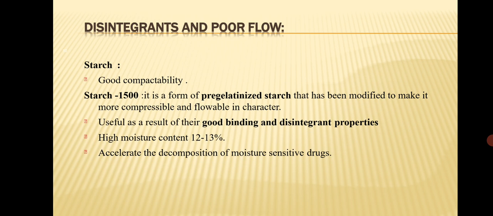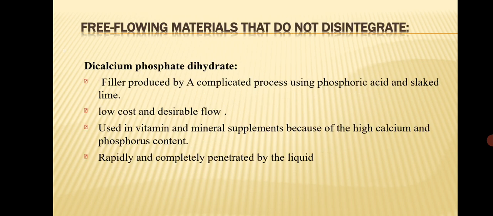Disintegrant and poor flow. Second, starch. Good compatibility. Starch 1500 is a form of pre-gelatinized starch that has been modified to make it more compressible and flowable in character. It is useful because of good binding and disintegrant property. It has a high moisture content of 12 to 13%, as it accelerates the decomposition of moisture sensitive drugs.